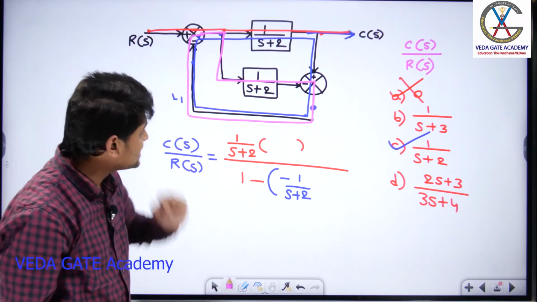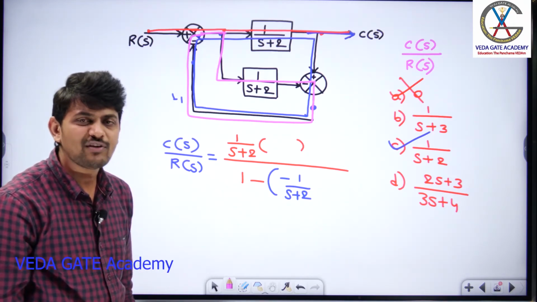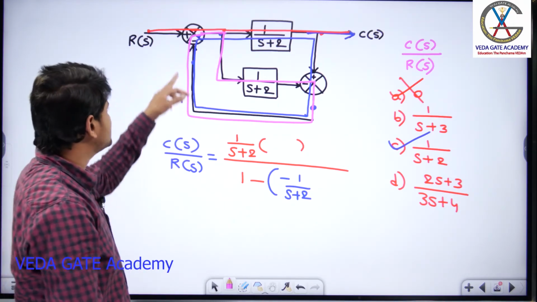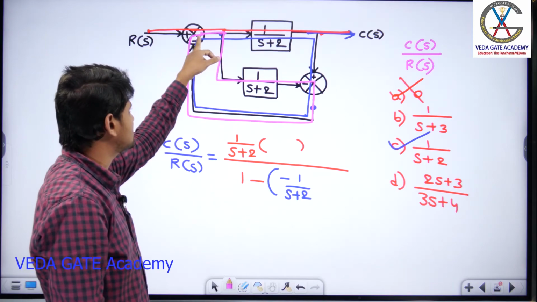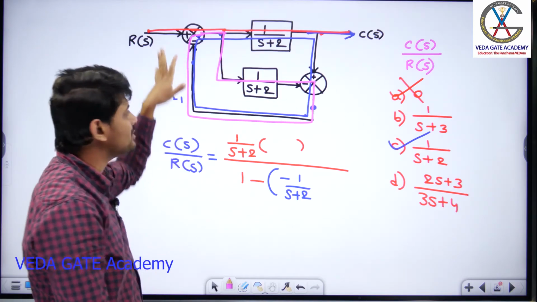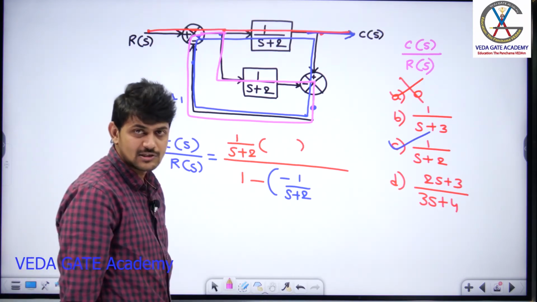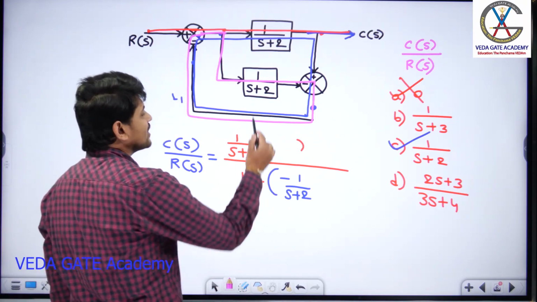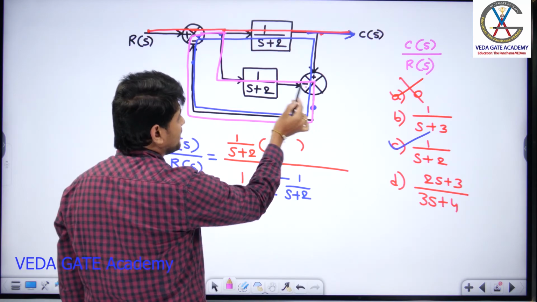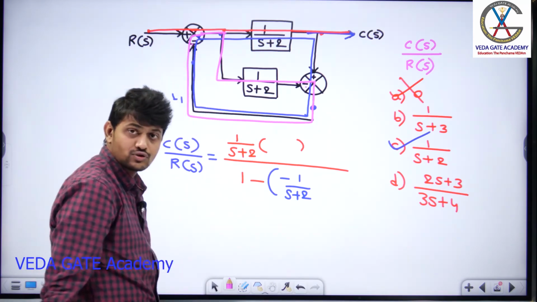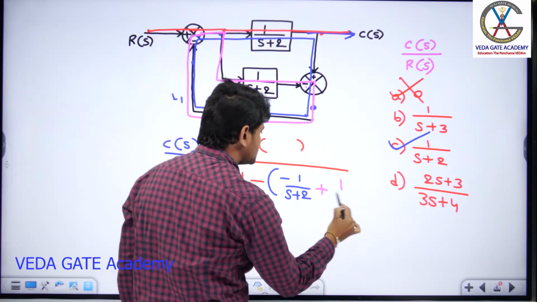So can I say, is it a loop or not? It is a loop because it is perfectly satisfying the definition of loop. Loop is a closed path where starting point and terminating point must be same, and there should be unidirectional flow of signal, right? So now can you tell me what is the gain of this loop? If you clearly observe here, the gain of the loop is 1 by s plus 2. There is a minus sign over here and over here. So minus into minus plus 1 by s plus 2.